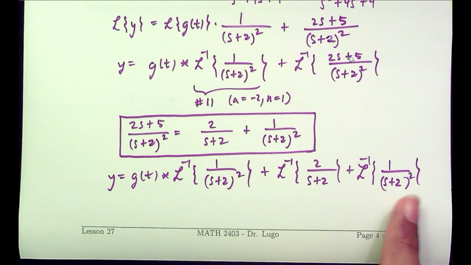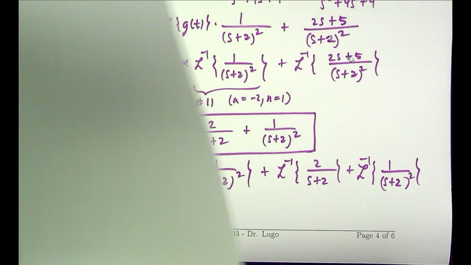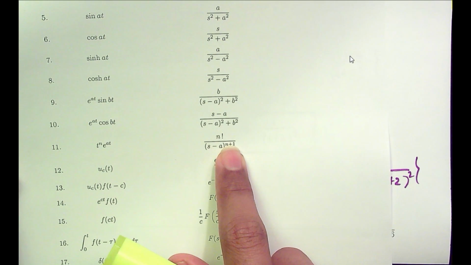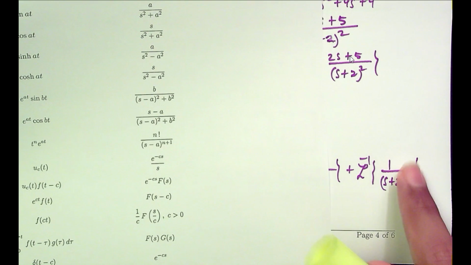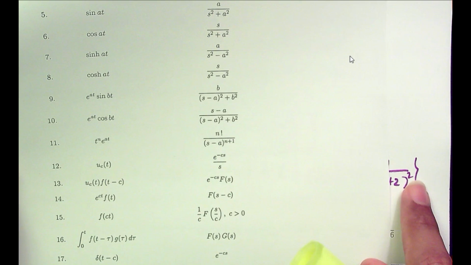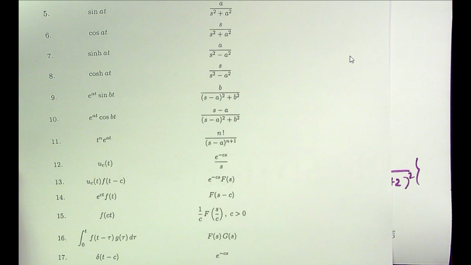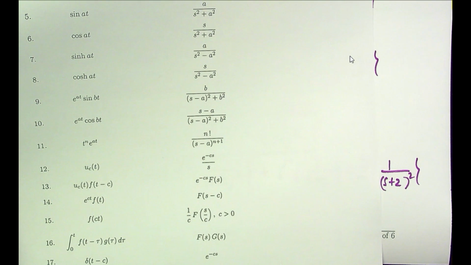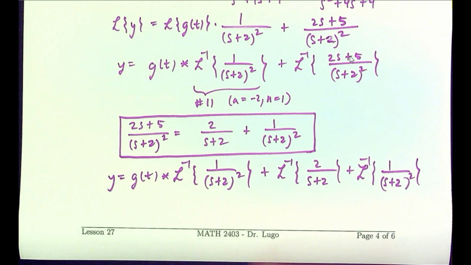And how about this one? This one would be number 11. It would be this one where n equals 1. We have a 1 in there on the top, and the exponent is 2. So again, with n equals 1, that works, and a equals negative 2. So that means we really can take care of both of these now. So let's write down the answer.